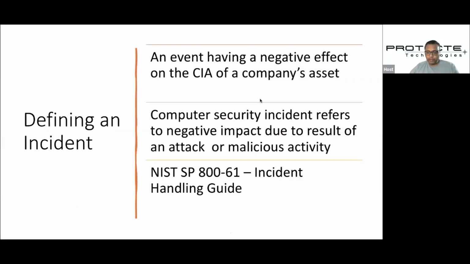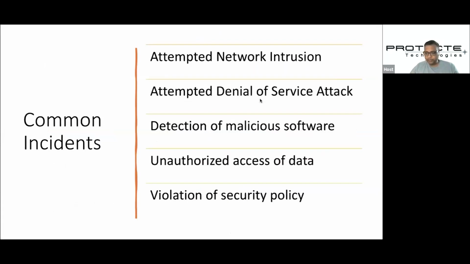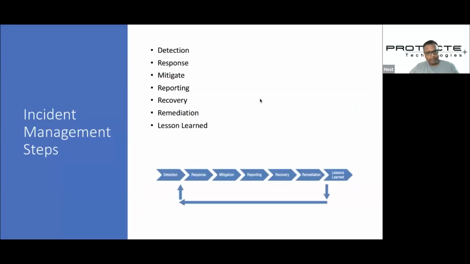Then we saw incident management. Incident management covers anything negative which can affect the CIA of the company's assets. NIST SP 800-61 gives you an incident handling guide. You can go through it if you are in incident response. Common incidents which will keep happening: network intrusion, denial of service, malicious software, unauthorized access, violation of the security policies. The main thing is you need to detect, respond, mitigate, report, recover, remediate, and learn the lessons.